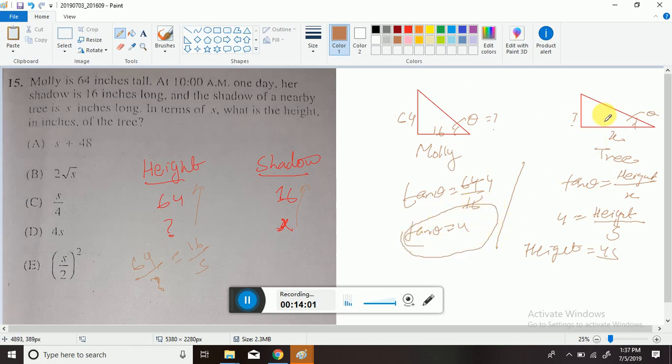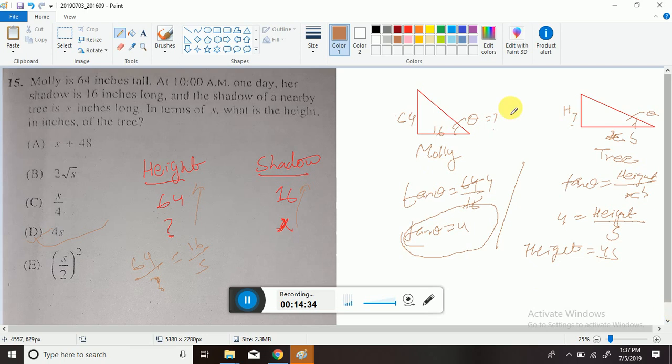Now at the same time, if this is the tree, this is the height we need to find. This is the shadow. The shadow is not x, it is s. So tan theta equals, for the tree, height upon s. Tan theta value is 4, so 4 equals height upon s. So height equals 4 into s, 4s. The correct answer is D, 4s. Now we got our correct answer.